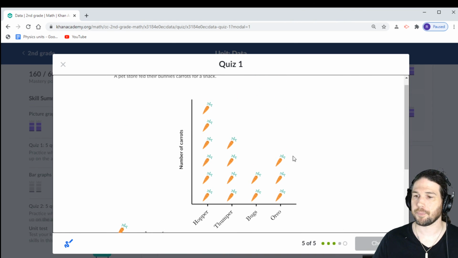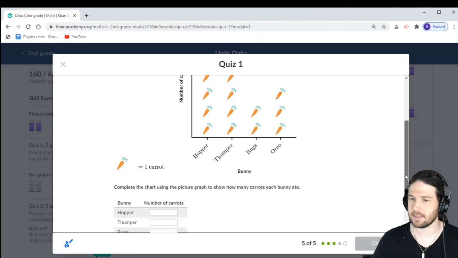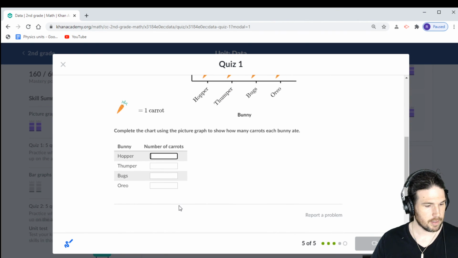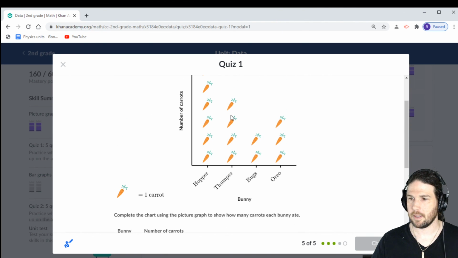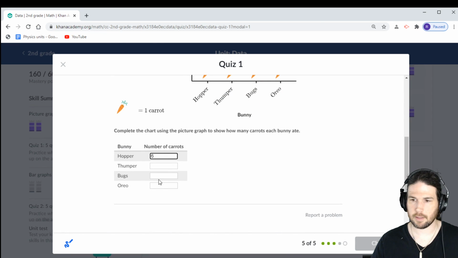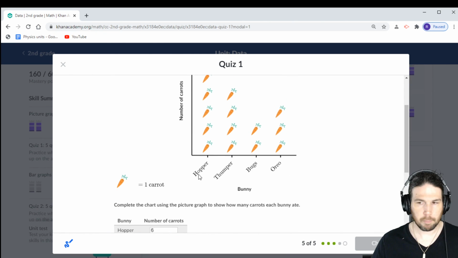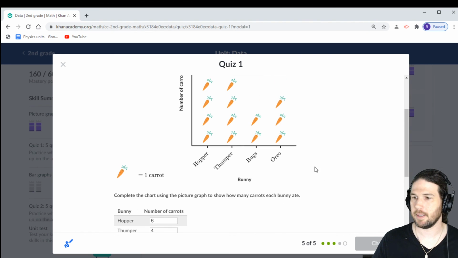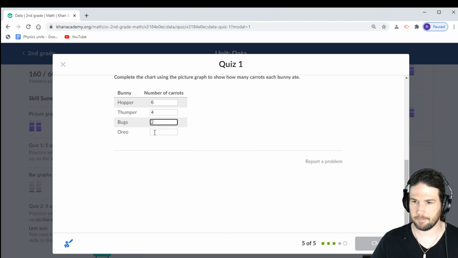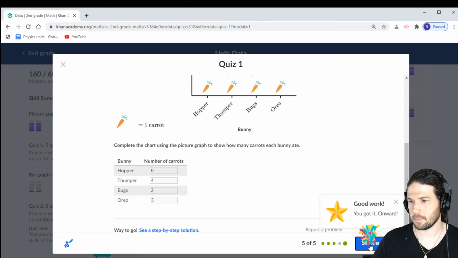So Hopper has 1, 2, 3, 4, 5, 6 carrots. Thumper has 1, 2, 3, 4 carrots. Bugs has 2. Yeah, what's up, Doc? And Oreo has 3. And that's that.